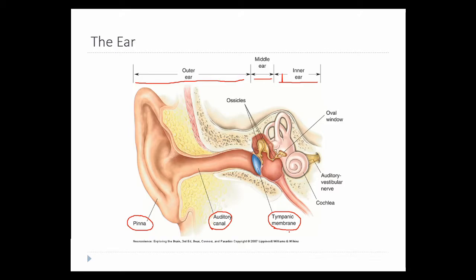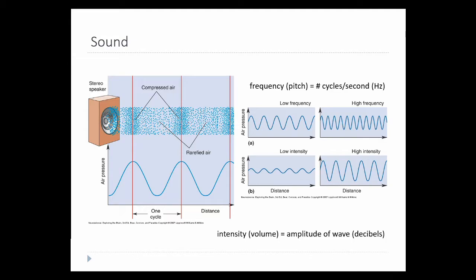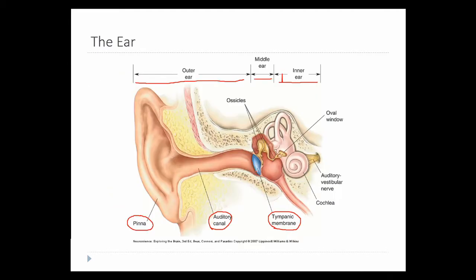Because as a sound wave enters the auditory canal and hits the tympanic membrane, it will cause the tympanic membrane to vibrate at the same frequency as the sound. So every time there's a sound wave traveling in, the compressed air will push the tympanic membrane in, and the rarefied air will pull the tympanic membrane out. And that causes the vibration to be transmitted to the next chamber, which is the middle ear.